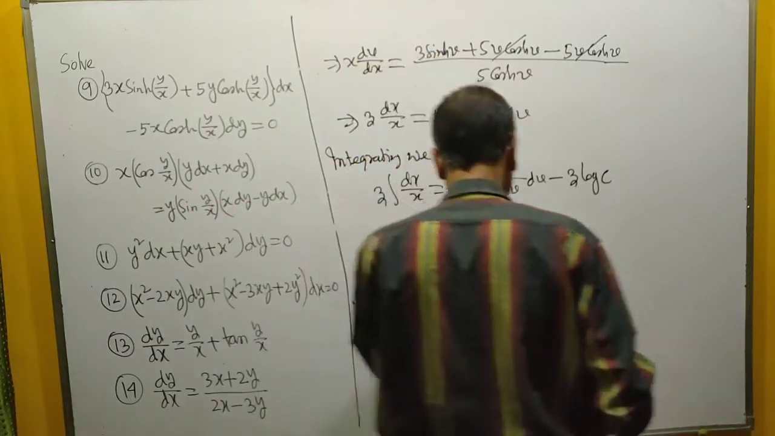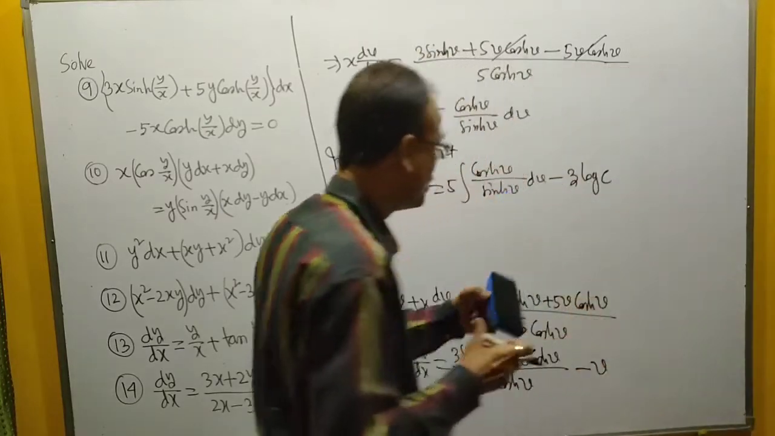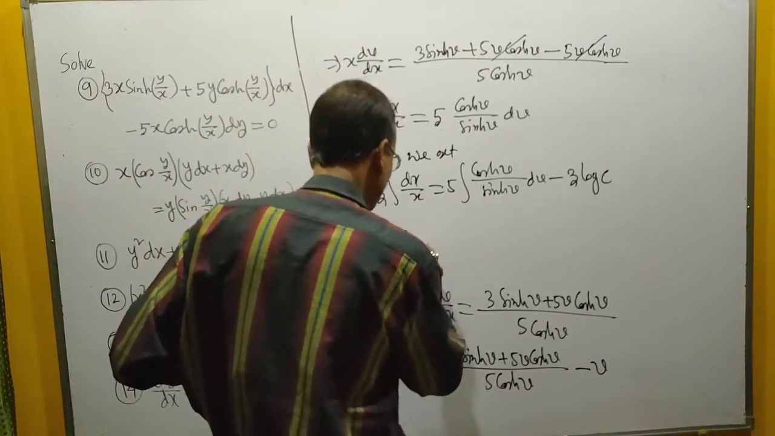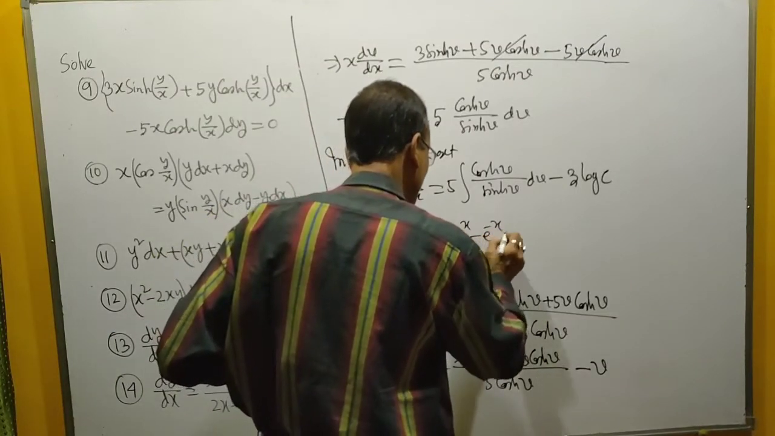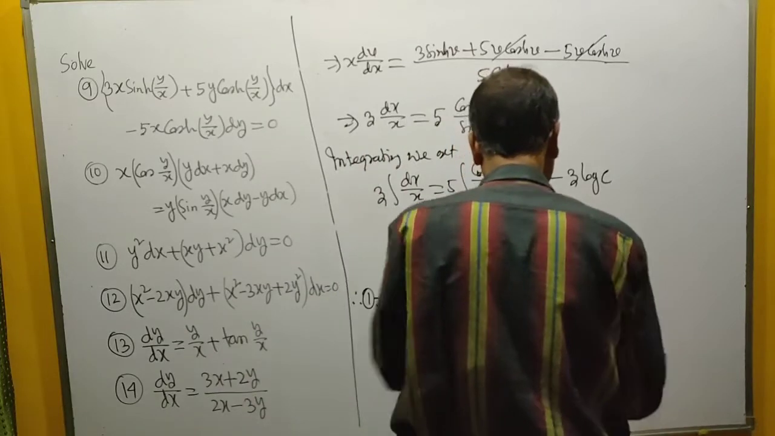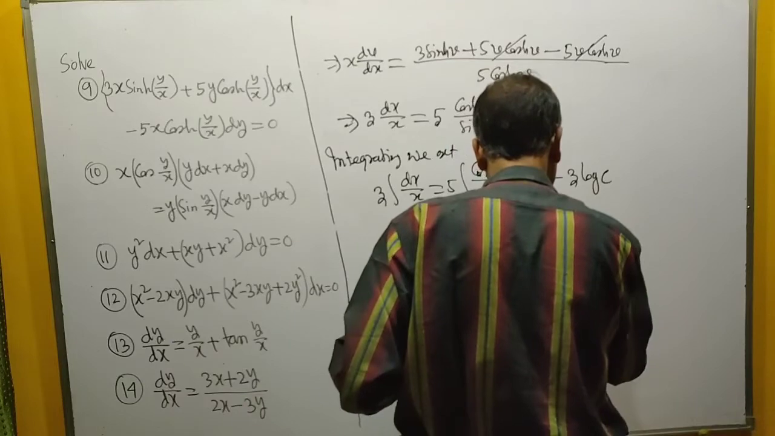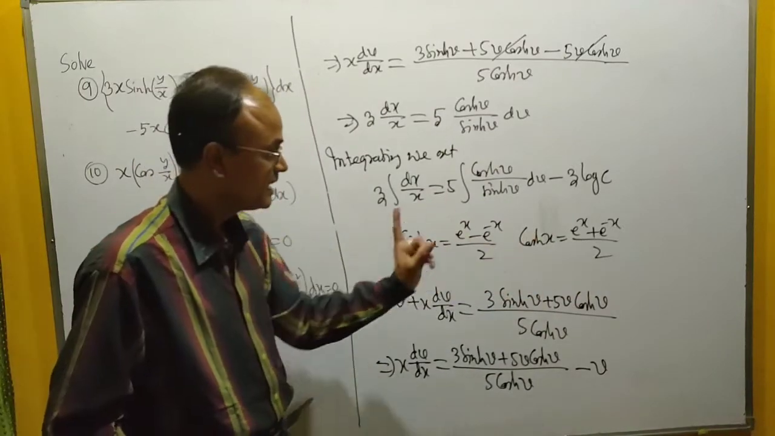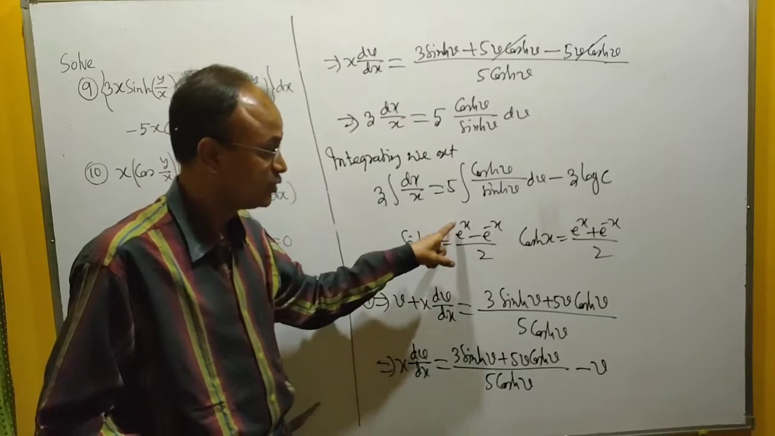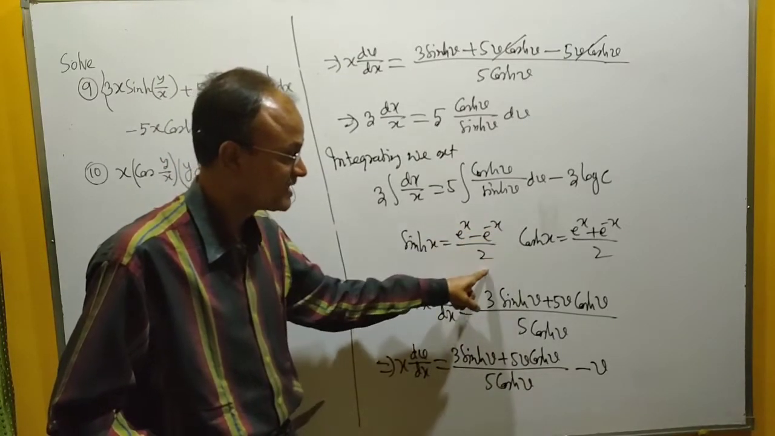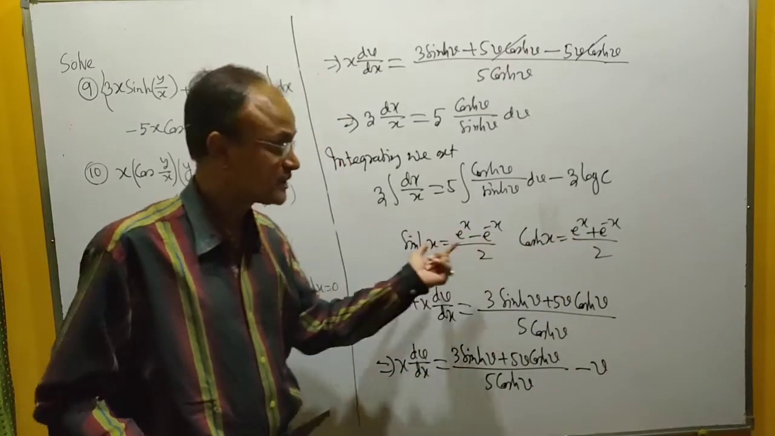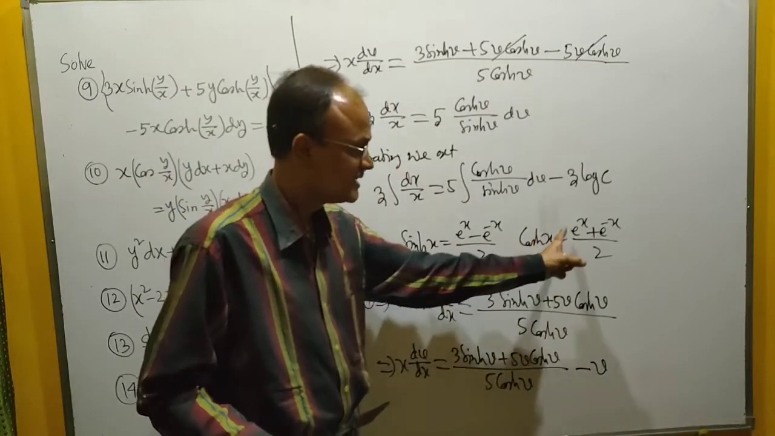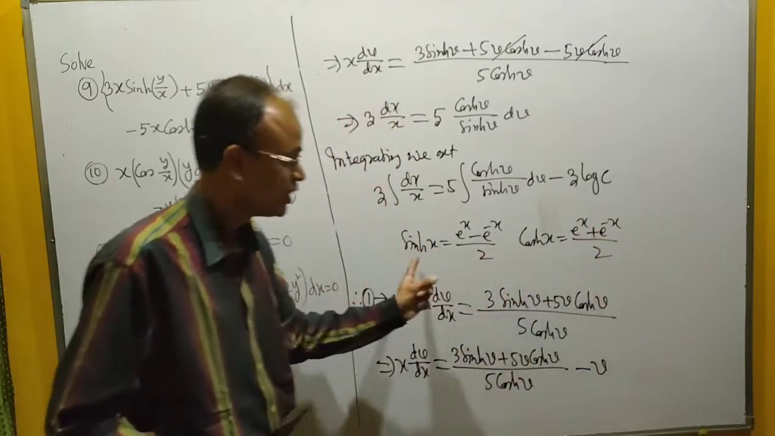Now, these are hyperbolic functions. Just simply know the definition of sinh x and cosh x. Suppose sinh x equal to e to the power x minus e to the power minus x divided by 2. And cosh x equal to e to the power x plus e to the power minus x divided by 2. If you differentiate sinh x, you will get e to the power x plus e to the power minus x divided by 2, simply cosh x.